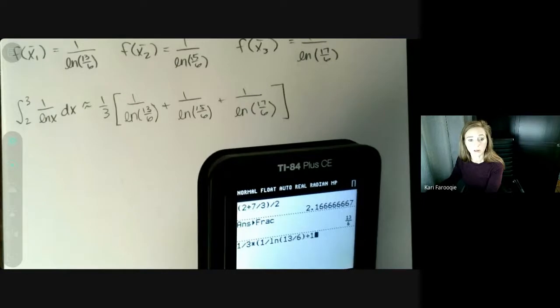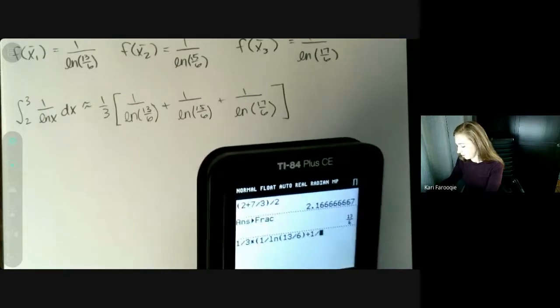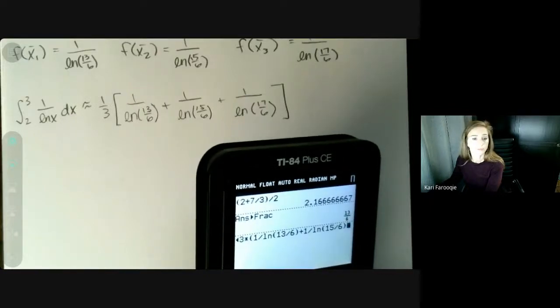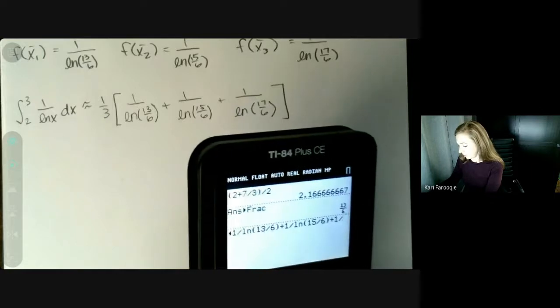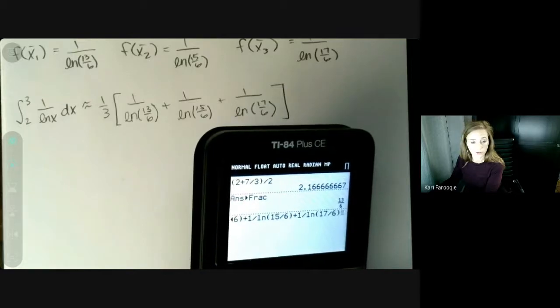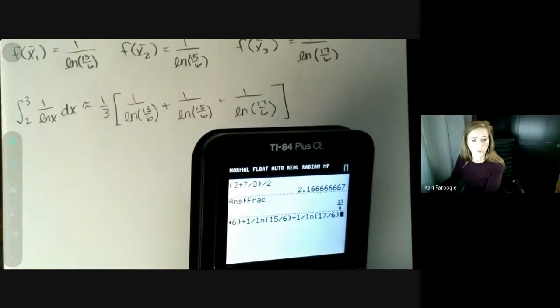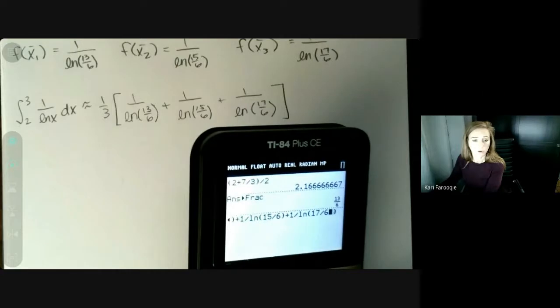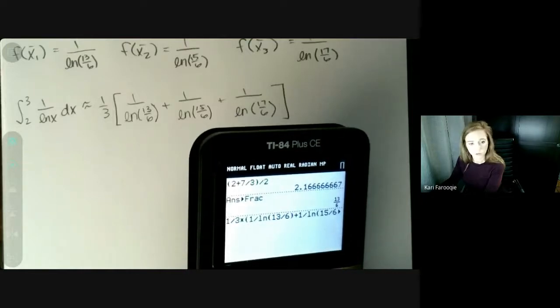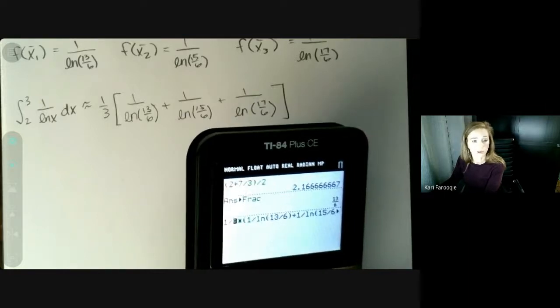So my next term is +1 divided by ln 15/6. Don't forget to close off your parenthesis. And then we're going +1 divided by ln 17/6. Now, when you close off the parenthesis for your natural log, don't forget, this is also your last term. You need to close off the parenthesis because that entire quantity is getting multiplied by 1/3. So if you want to go back to the beginning and just make sure you didn't miss anything, 1/3, don't put in 0.33 because that's not the same as 1/3, and you don't want to end up getting some weird approximation that doesn't actually get you close enough to the actual approximation.